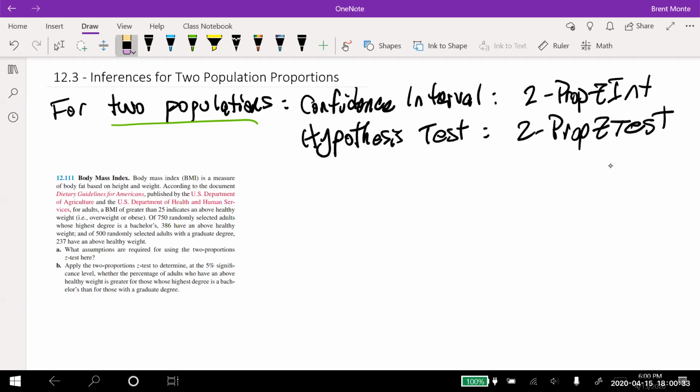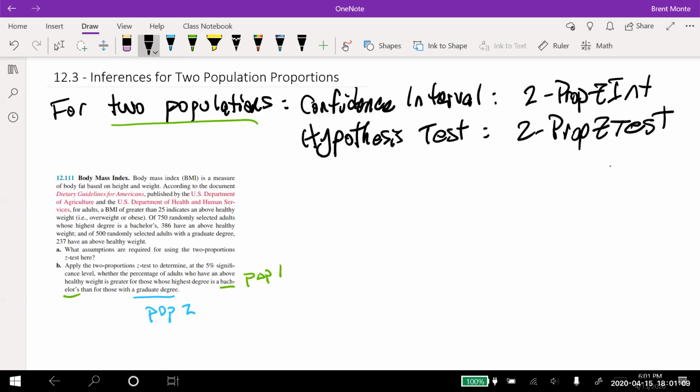Okay, so B, apply the 2 proportion Z test to determine at the 5% significance level whether the percentage of adults who have an above healthy weight is greater for those whose highest degree is a bachelor's than for those with a graduate degree. So bachelors, let's do this. If they have a bachelor's, that's going to be population 1, since that's the first one they told me. And then a graduate degree will be population 2, because that's the second one they told me. And that's the order they gave them to us up there anyway.